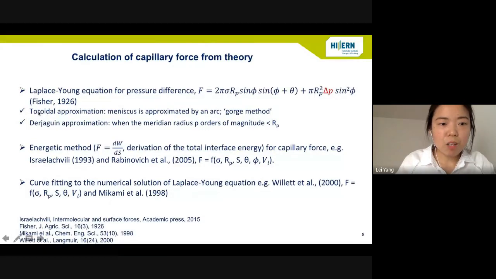There are two approximations. One is the toroidal approximation. It is used when the meridian profile of the bridge is approximated by an arc. If the meridian radius, the outer curvature of the bridge, is orders of magnitude smaller than the particle radius, we use the Derjaguin approximation. The second approach is the energetic method, which is based on the derivation of the total interface energy. And the third one is the curve fitting to the numerical solution of the Laplace-Young equation.